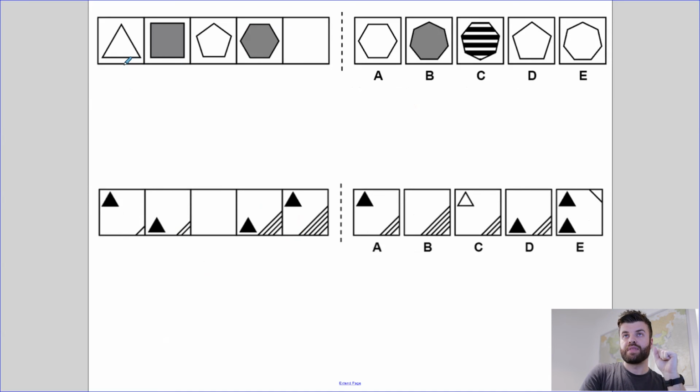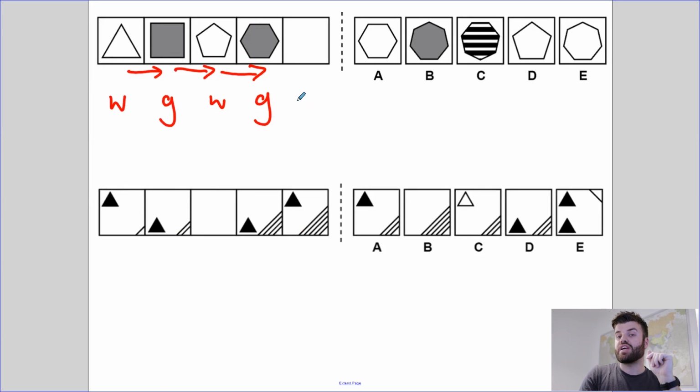Now let's look at the top, and our job here is to figure out what's happening every time we move across one in our sequence. Well, the first thing that strikes me is we go from white to grey to white to grey. So our shape must be white in the fifth place. So that means we can get rid of B, we can get rid of C. So now we're left with A, D, and E.